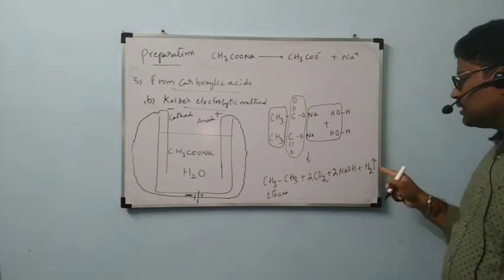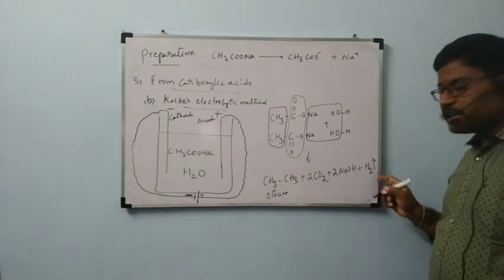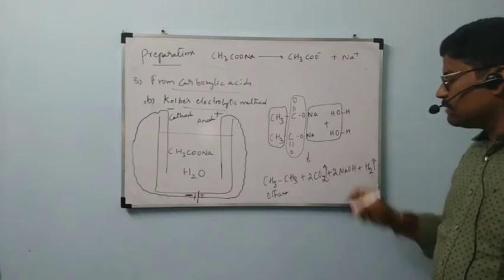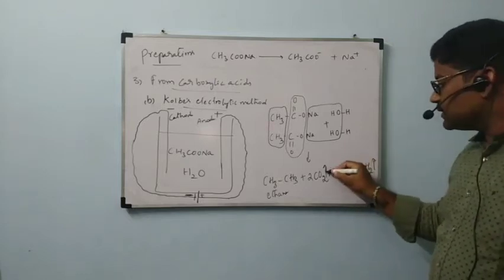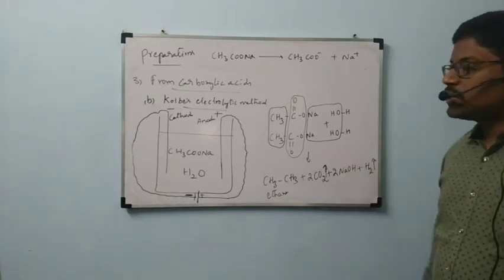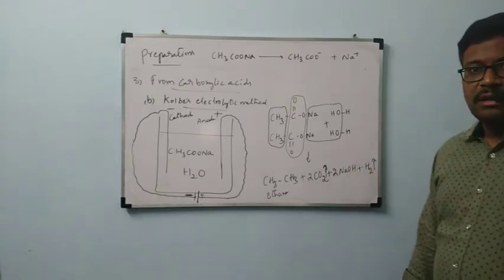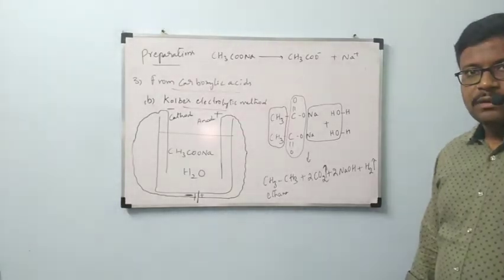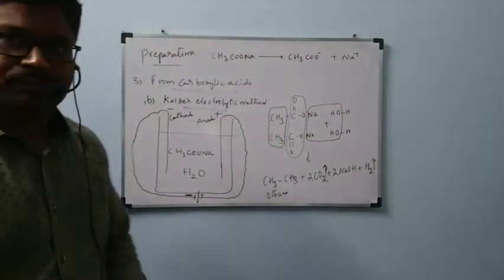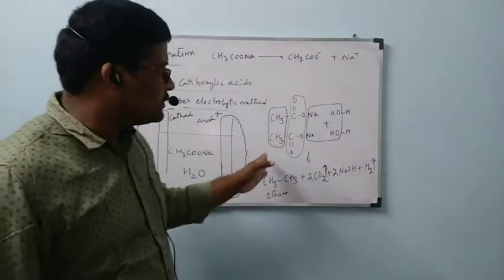H2 is a gas. For a gas, we represent it with an arrow mark. Carbon dioxide is also a gas. That's why we are representing it with an upward arrow mark. The upward arrow mark represents a gas. Okay, this is the overall reaction. Note down carefully, all of you. For easy understanding, I have written it like this.